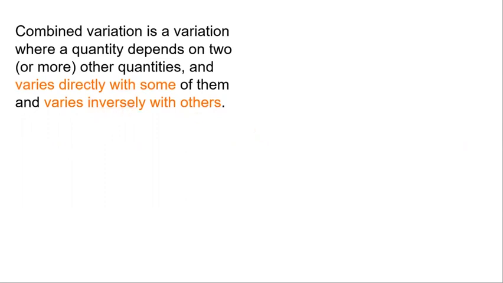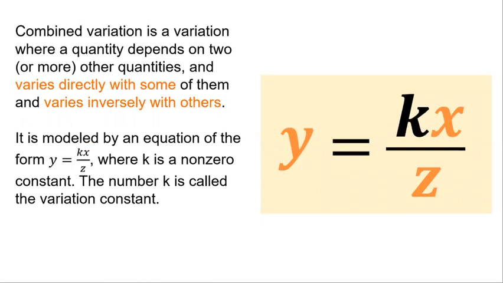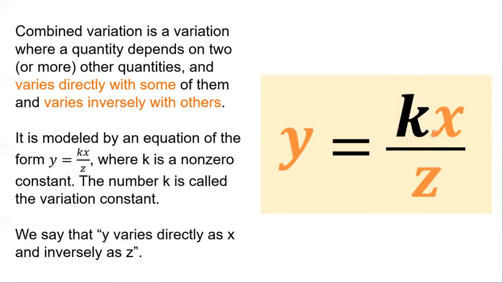So, combination. It is modeled by an equation of the form y is equal to kx all over z, where k is a non-zero constant. The number k, again, is called the variation constant or the constant of proportionality. So to denote a problem involving combined variation, we say y varies directly as x and inversely as z. So yung directly nasa numerator, yung inversely naman nasa denominator.